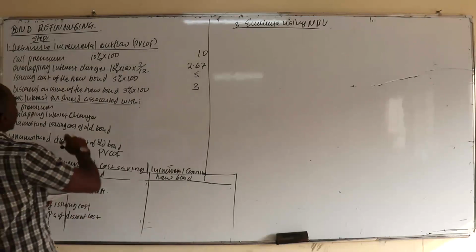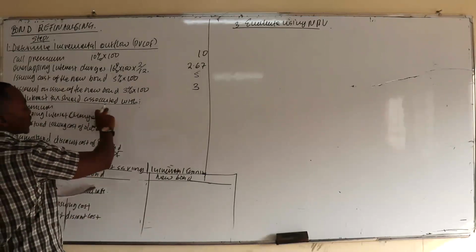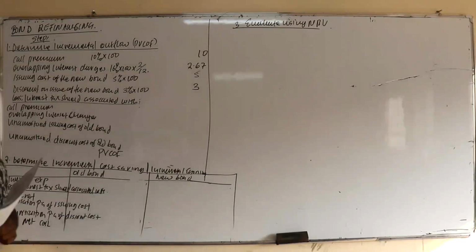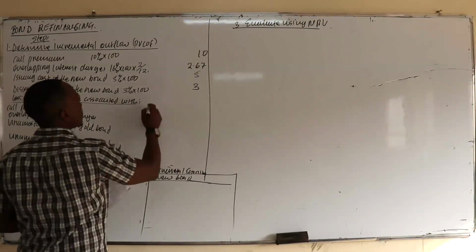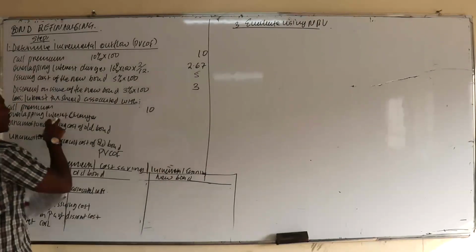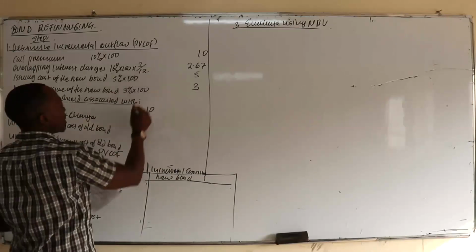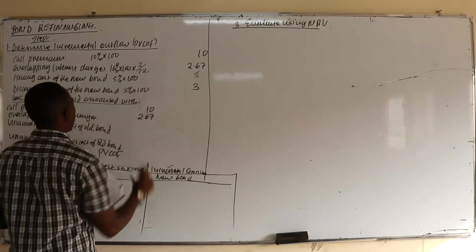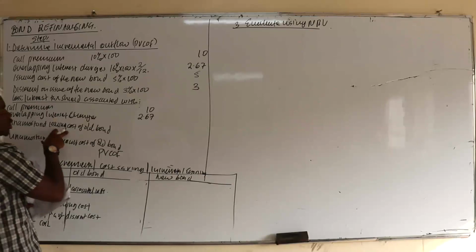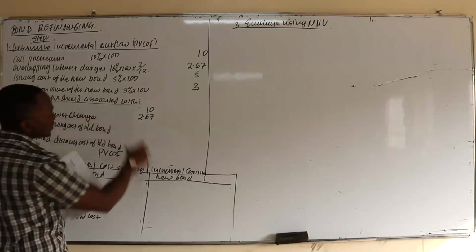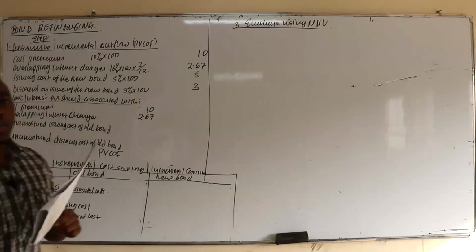Then you raise the interest tax shield associated with. Number 1 is the core premium. So our core premium is 10. Also, overlapping interest charges, of which we have is 2.67. And the amortized issuing cost of the old bond. How much was the issuing cost of the old bond?